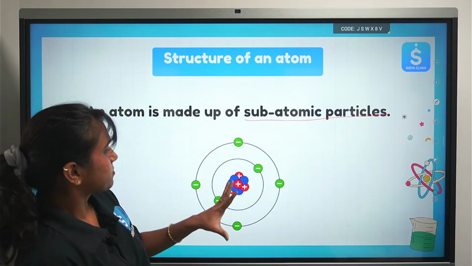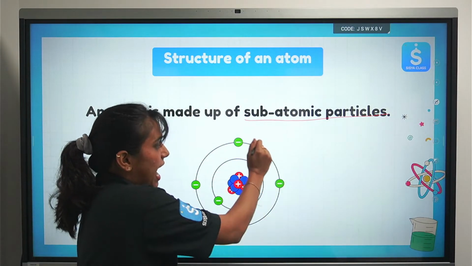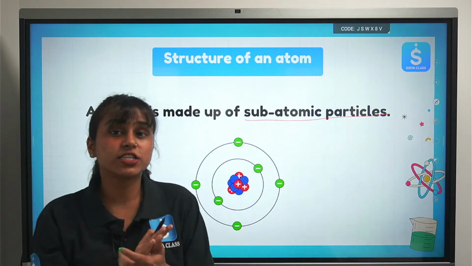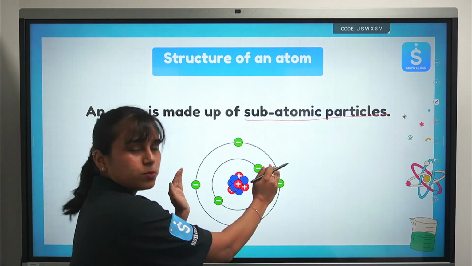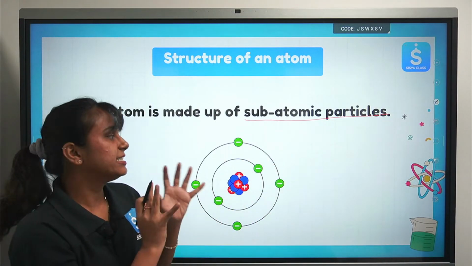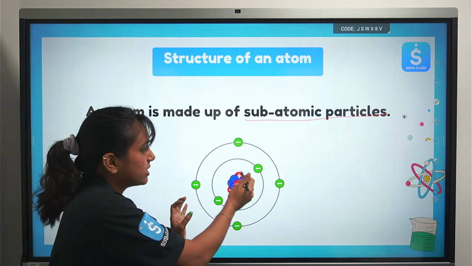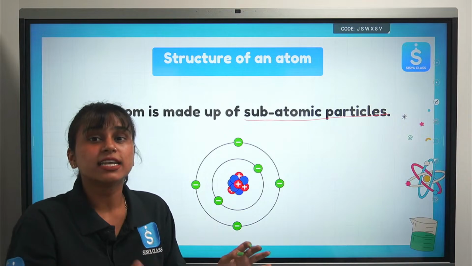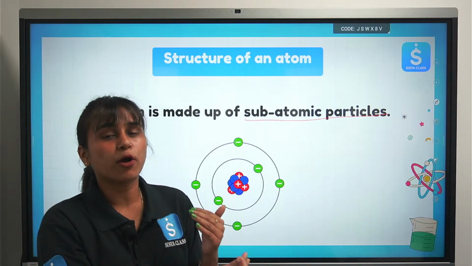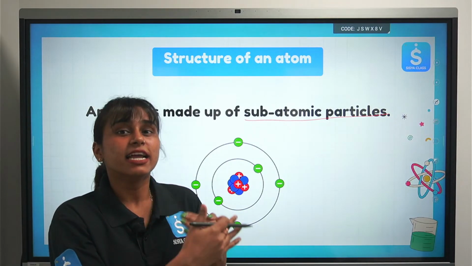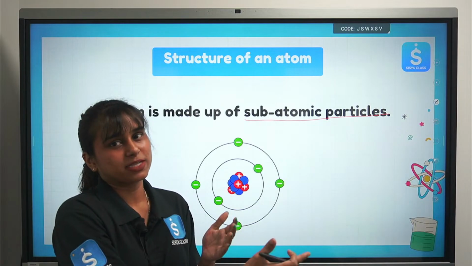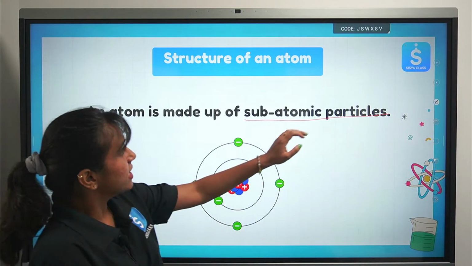See this whole atom structure. We were initially taught that this is the smallest particle. Then we realized that there are particles inside this atom. You can see all the subatomic particles, and we are going to discuss these subatomic particles with more clarity in the upcoming slides. Yes, let's move on.